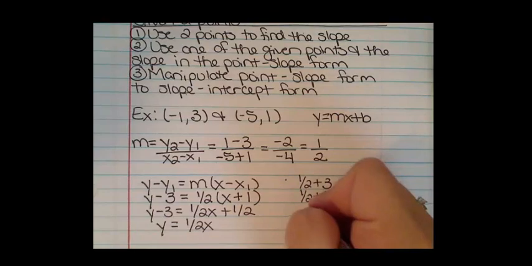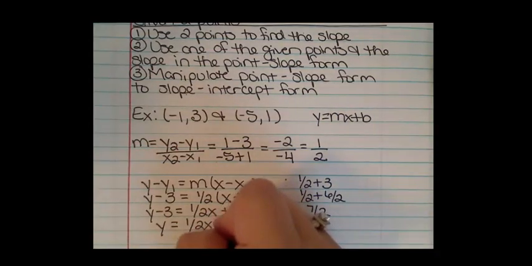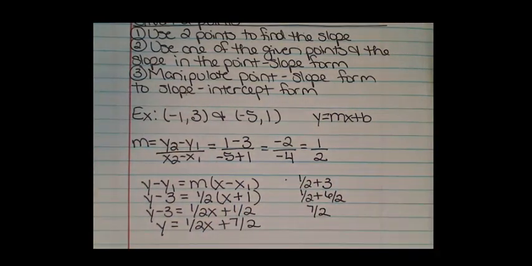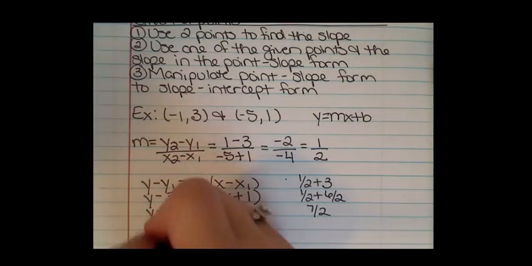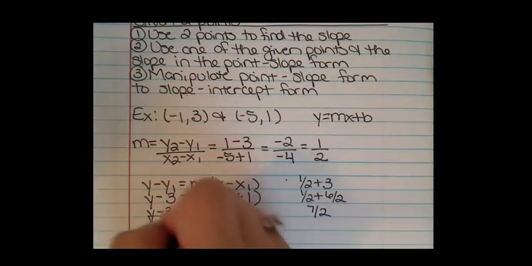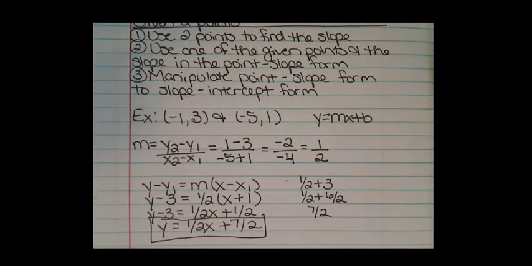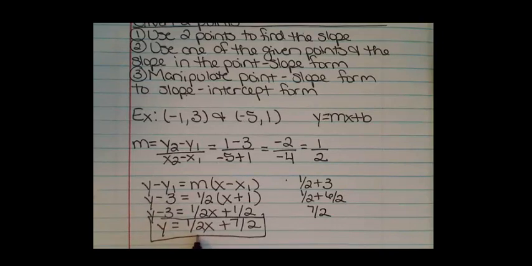So the equation of a line through points -1, 3 and -5, 1 would be y equals 1/2 x plus 7 over 2. We found our slope using our slope formula. Then we used one of the points and used our point slope form, and we plugged it in, and then we just moved things around until we got down to our slope-intercept form, which is y equals 1/2 x plus 7 over 2.